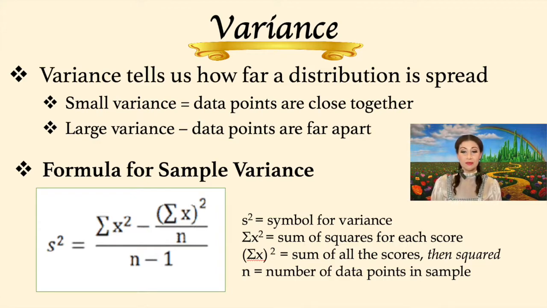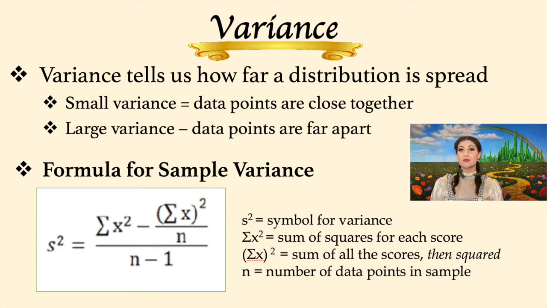Then we are going to subtract the sum of x and then square it. So if we talk about the sum of x, that means we're going to add up each score only once without squaring it. We're going to add up each score and then square that total. So this is different than the sum of x squared that we saw in the beginning of the formula, because the first one refers to squaring all the numbers and then adding up the total of the squared numbers.